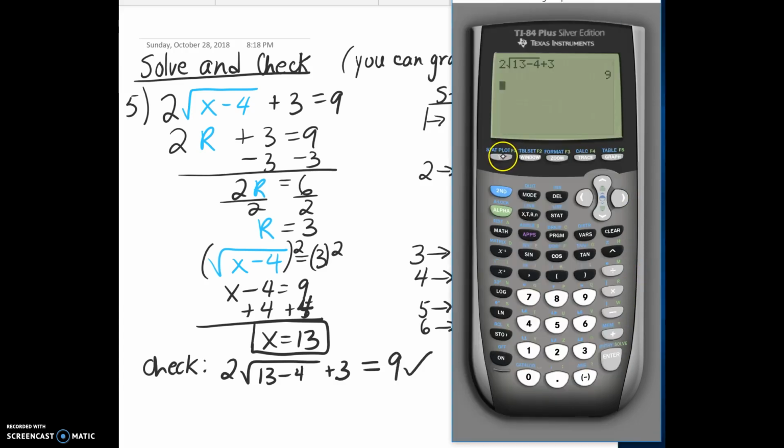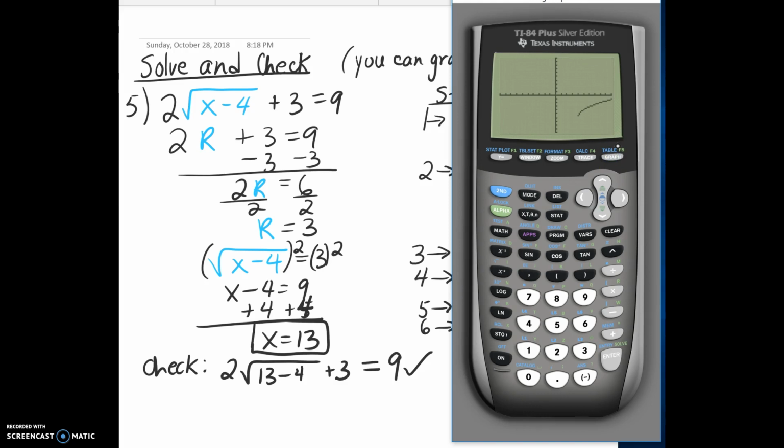Or I could go to the y equals, and I can plug this in. Now, I'm going to do something kind of weird. I would have to subtract the 9 from both sides. You could combine that with the 3. I'm just putting it in a slightly weird way.